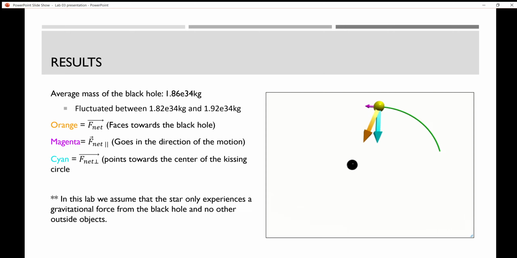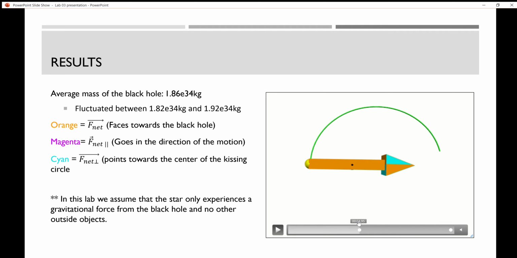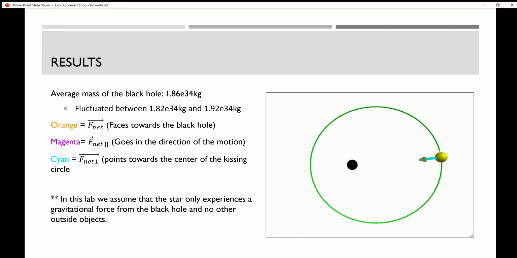And in the model, the F-net vector in orange faces towards the black hole, the F-net parallel vector in magenta goes in the direction of the motion, and the F-net perpendicular vector in cyan points towards the center of the kissing circle. As you can see, the arrows are the largest when the star is closest to the black hole, and the smallest when it is furthest away. This proves that the model is correct in visually representing that the gravitational force, in our case the F-net value, increases when the distance is minimal. But in reality, the black hole would not be the only gravitational force in space.